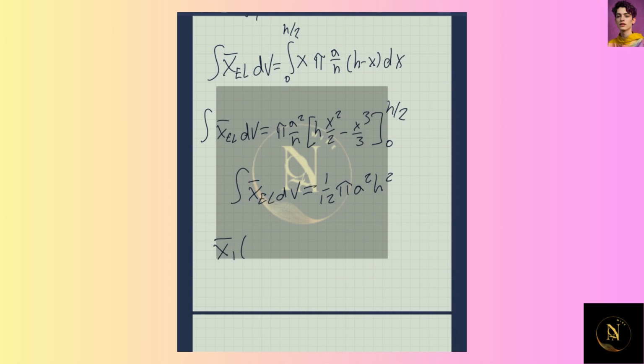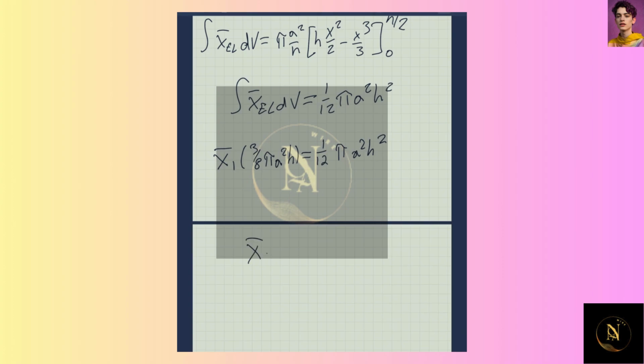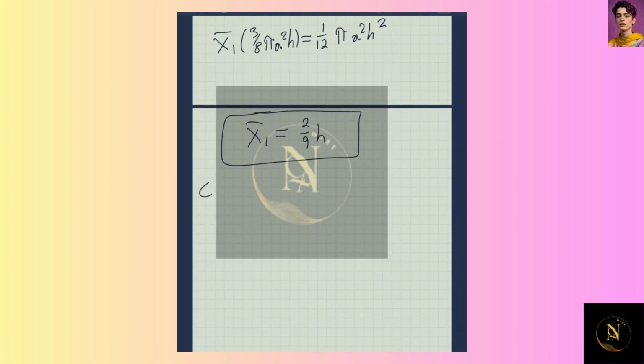So we can plug in that the centroid of component 1 times its volume we found, 3/8 pi a squared h, is equal to the right side of the equation, the integral of the differential element, 1/12 pi a squared h squared. Solving this, we get that the centroid of component 1 is equal to 2/9 the height of the paraboloid.